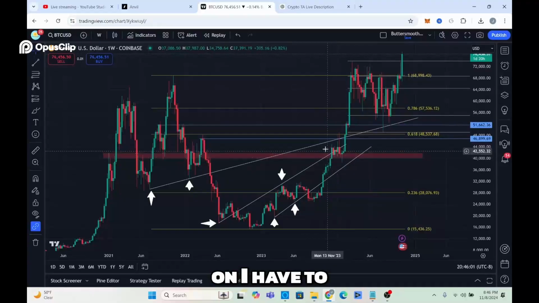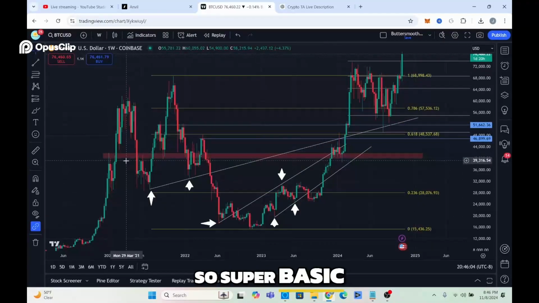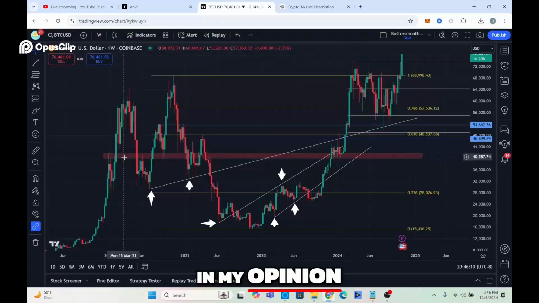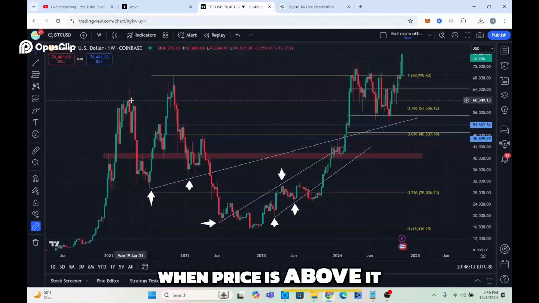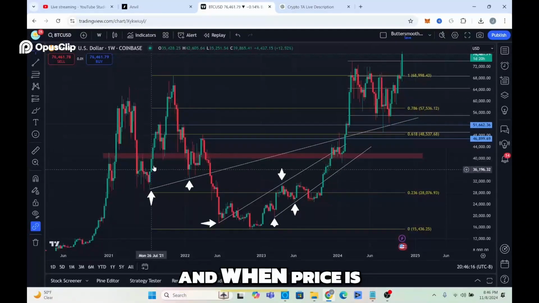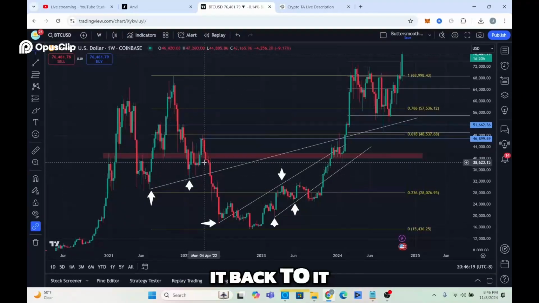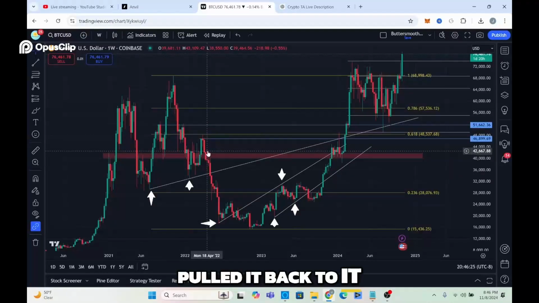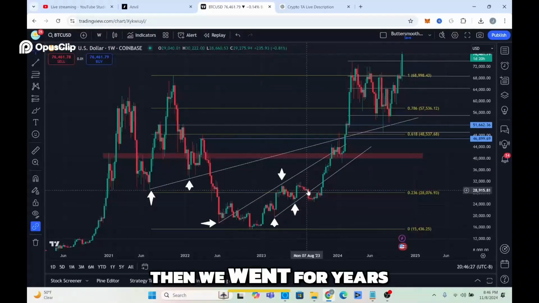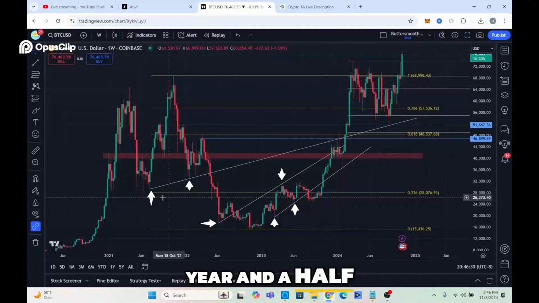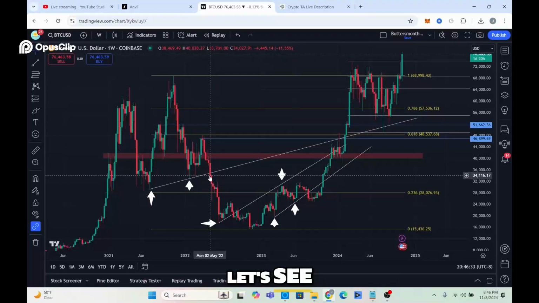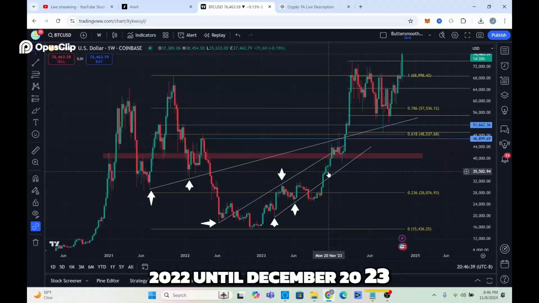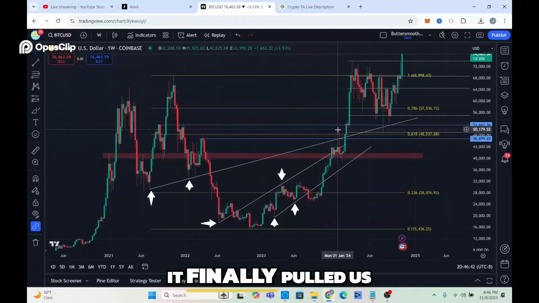As time goes on, I have to adjust it. So super basic, a very strong level of support and resistance. The red box, in my opinion, acts as a magnet. When price is above it, it wants to pull it back down to it. And when price is below it, it wants to pull it back to it and above it, which you could see here. Boom, back above, came down, pulled it back to it. Then eventually we dipped from it. Then we went for at least a year and a half, probably about 2 years, May 2022 until December 2023. So about a year and a half we were below it till it finally pulled us back to it.